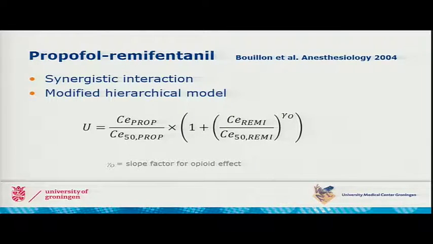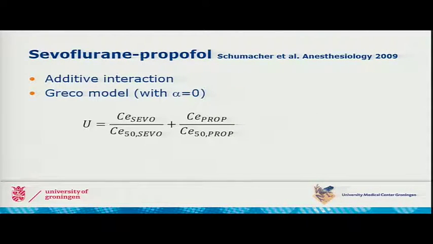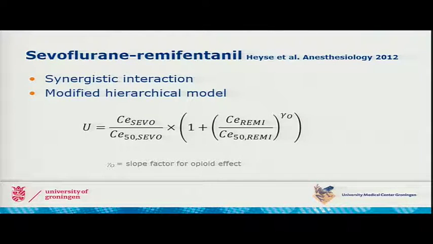So the first study I already mentioned before, the propofol-remifentanil interaction study by Bouillon. The investigators found a synergistic interaction, best described by the modified hierarchical model. And as only one stimulus is relevant for our study, namely tolerance of laryngoscopy, the stimulus intensity can be set to 1 and eliminated from the formula. Schumacher et al. investigated the interaction between sevoflurane and propofol in 2009, and they found an additive interaction, which is the same as the Greco model with an interaction parameter alpha of 0. And Heise et al. investigated the interaction between sevoflurane and remifentanil, and like for propofol and remifentanil, they found a synergistic interaction best described by the modified hierarchical model.